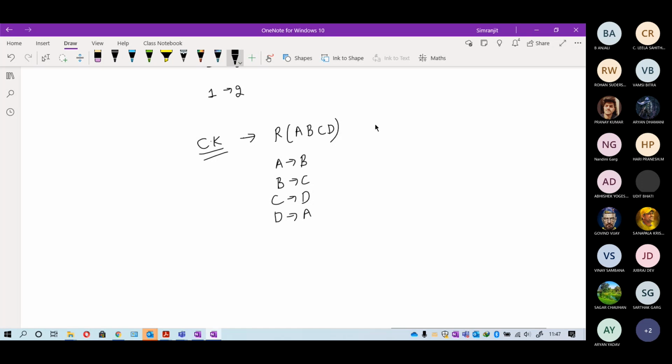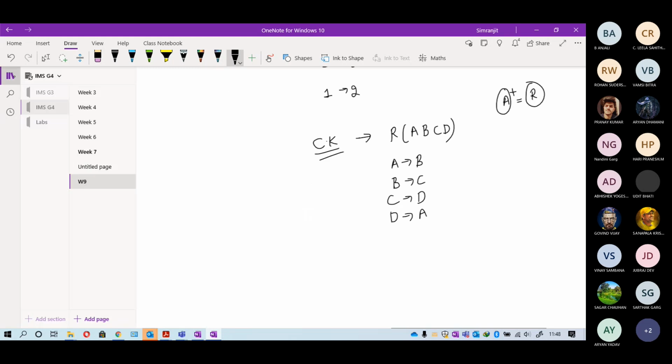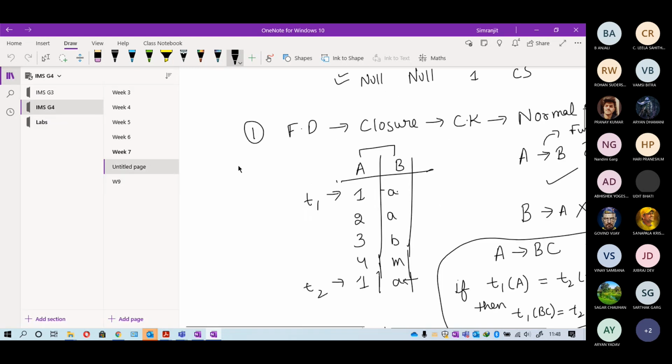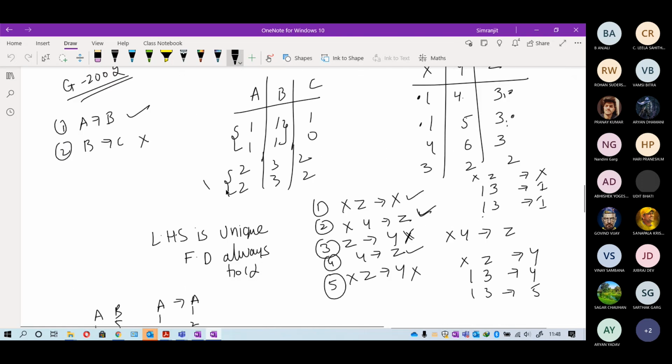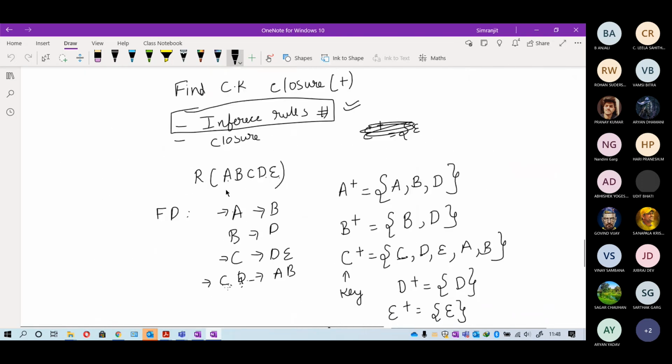Now, how to find a candidate key is that if you take the closure of any property like A plus, and it is able to extract all the relation attributes, that is ABCD, then you can say that A is a candidate key. Very simple. If you see in the previous lecture, we found out closures in quite a few questions, and we were able to find all the properties.